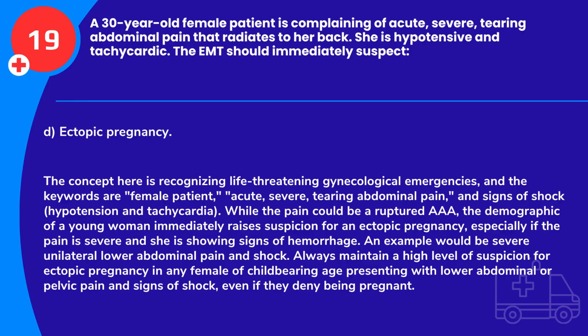An example would be severe unilateral lower abdominal pain and shock. Always maintain a high level of suspicion for ectopic pregnancy in any female of childbearing age presenting with lower abdominal or pelvic pain and signs of shock, even if they deny being pregnant.